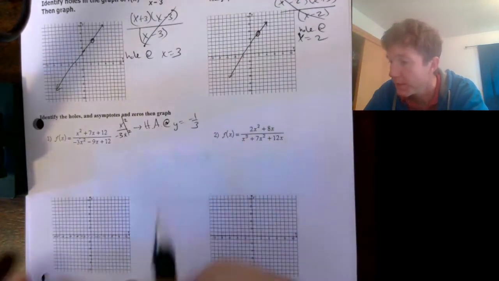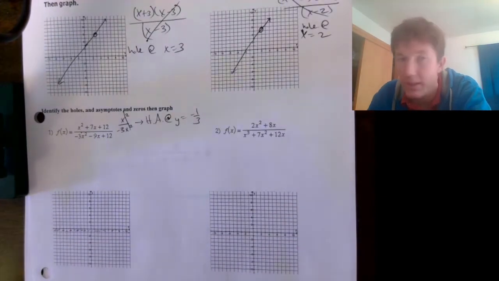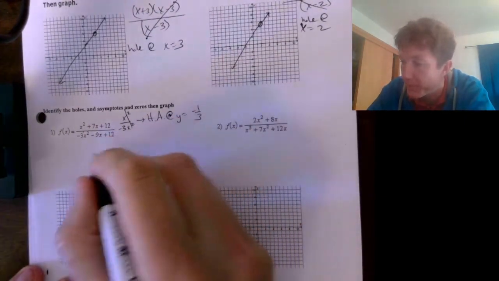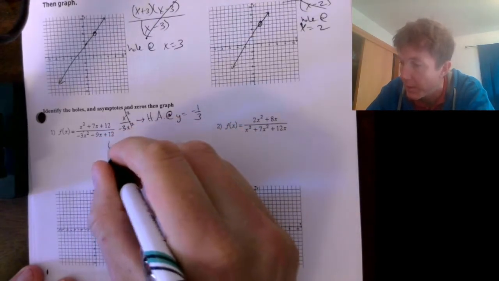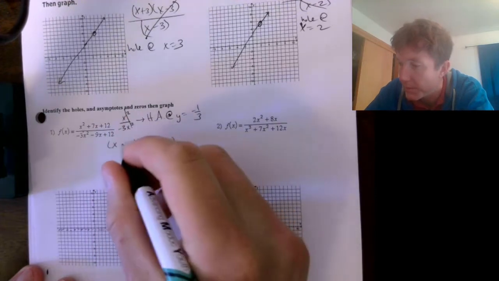So we have a horizontal asymptote at y equals negative 1/3. I've gone ahead and sketched that. Now let's go ahead and factor the top and the bottom. So let's factor. So I have x times x. This will be 3 and 4.